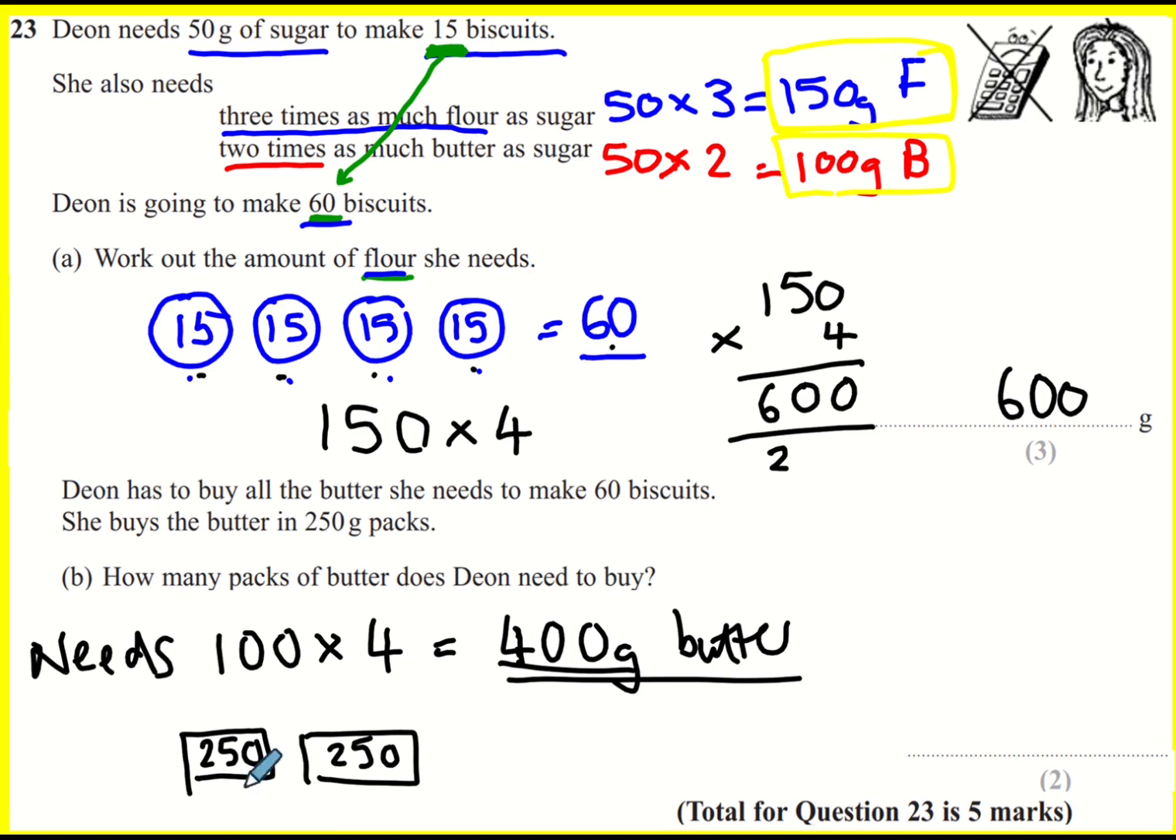And then is that enough? Well, 250 and 250 make 500 grams of butter. So yes, 2 packs is going to be enough. So the answer is 2 packs.